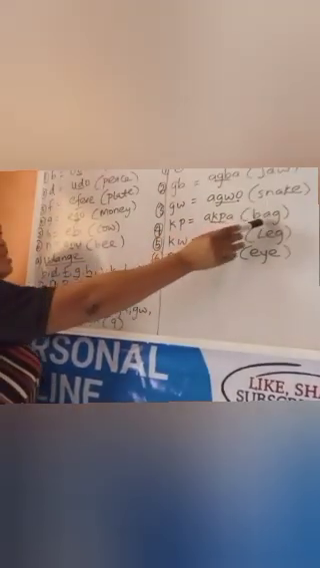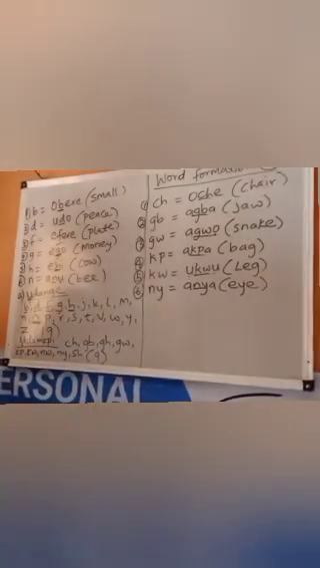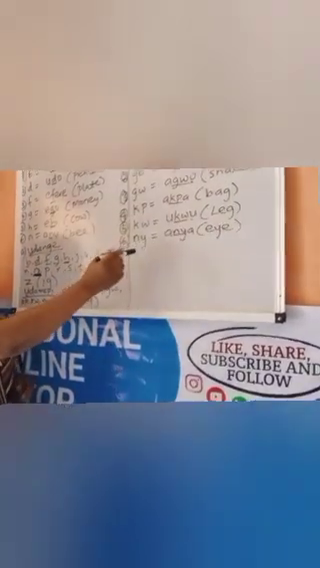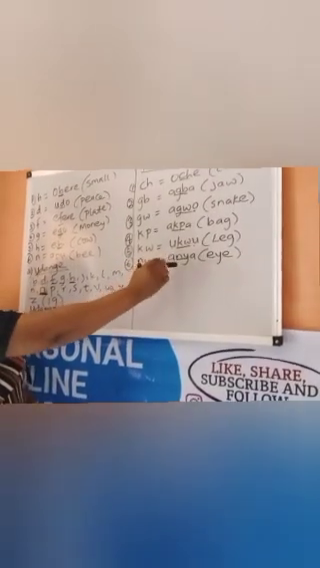We have bo. In this sound we have apa. Apa means bag. Alright, we have quick sound, pu. Under pu, we have oku. Oku is leg. Alright, so we have the last one, we have yi sound. Under yi sound we have anya. And anya is eye. Anya means eye.